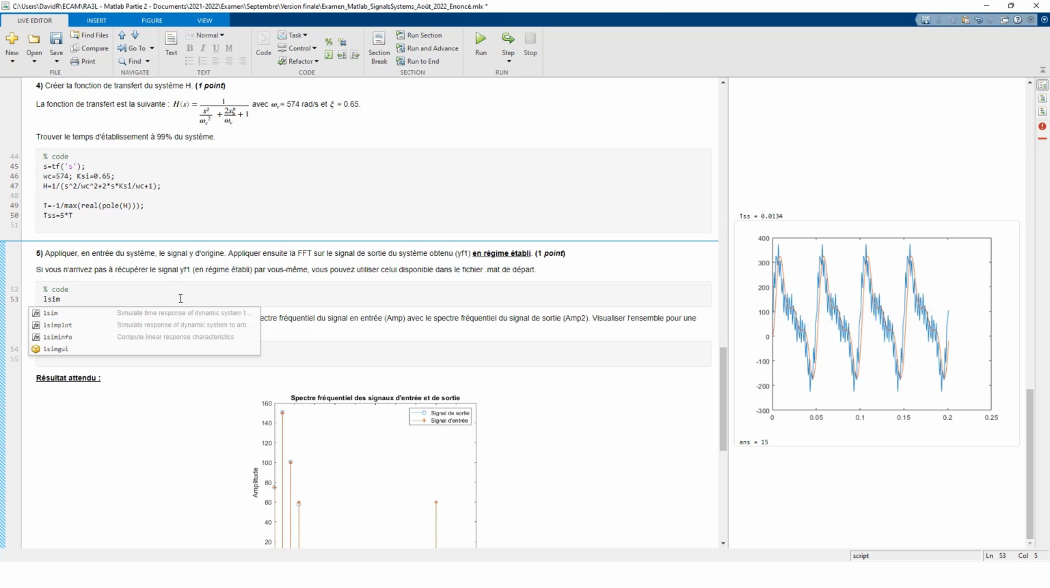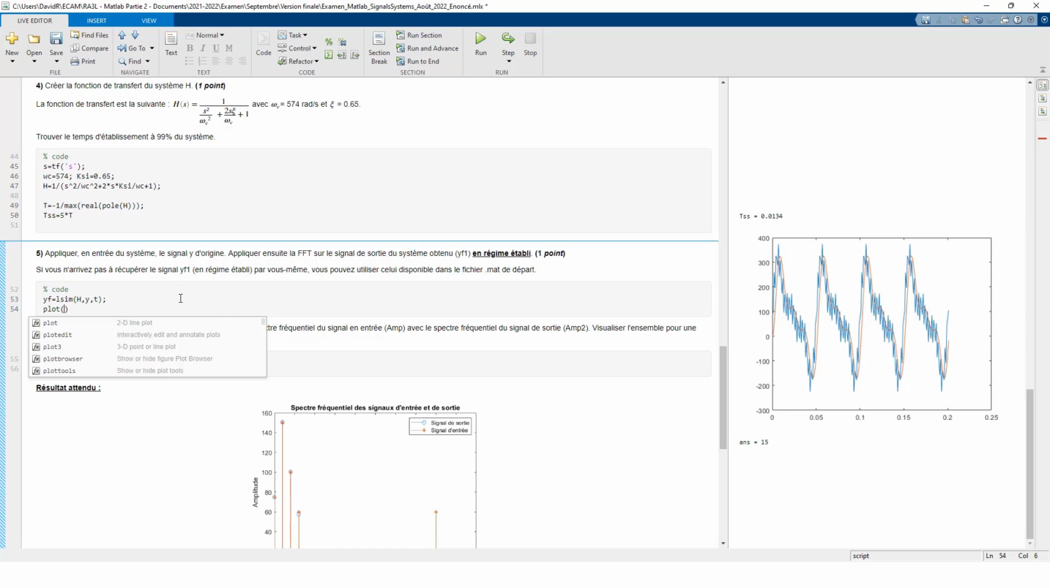Vous savez que l'instruction qui permet de calculer la réponse d'un système à une sollicitation quelconque, c'est l'instruction LSIM. Je vais donc lui préciser que je dois appliquer un certain signal sur mon filtre H, et le signal en question, c'est le signal Y, et je vais l'appliquer à chacun des moments contenus dans mon vecteur T pour obtenir le signal de sortie YF, F simplement pour filtré.